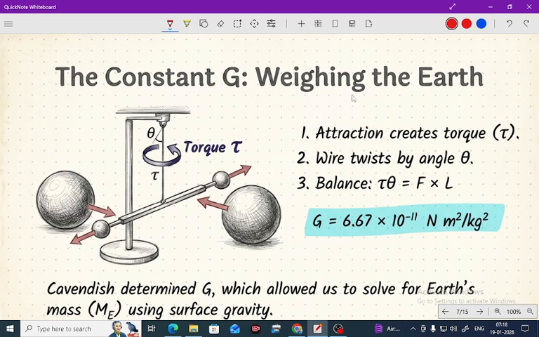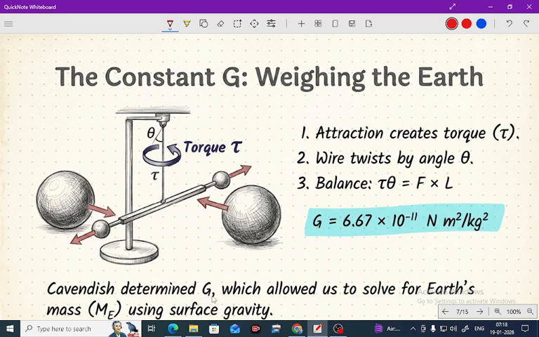The constant G, weighing the earth. See, this attraction creates torque, which twists the balance by angle theta. Tau theta equals F into L. This is an experiment to show the value of G, 6.67 into 10 to the power minus 11 Newton meter square per kg square.